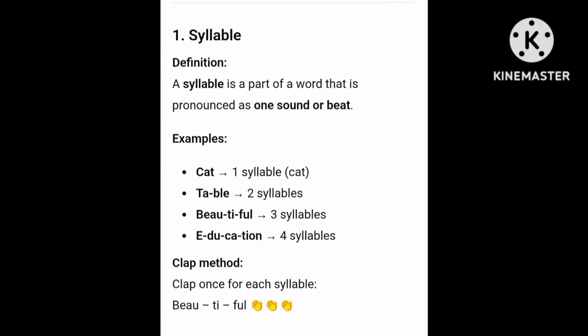Next is syllable, accent, and emphasis. Syllable. Definition. A syllable is a part of a word that is pronounced as one sound or beat. Examples. Cat, 1 syllable. Table, 2 syllables. Beautiful, 3 syllables. Education, 4 syllables. Clap method. Clap once for each syllable.